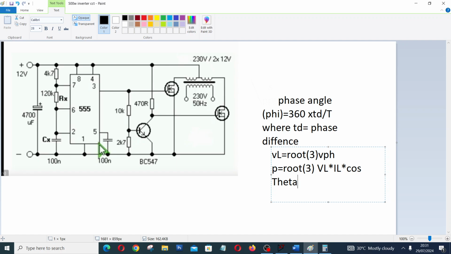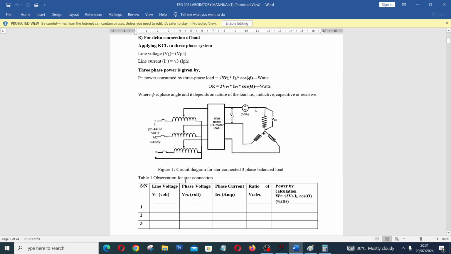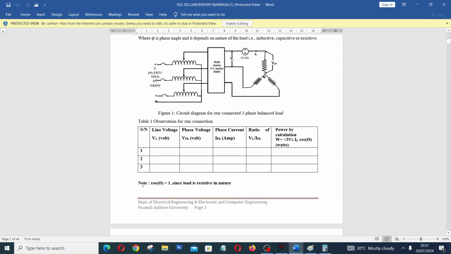Now I forgot to mention this when we were doing the delta connection. Theta, in the case of this system, if you check the manual we are using, you will discover there's a short note at the base of that table of observation: cos theta equals 1, because the load is a resistive load. The load is resistive in nature, so our cos theta is going to be equal to 1.